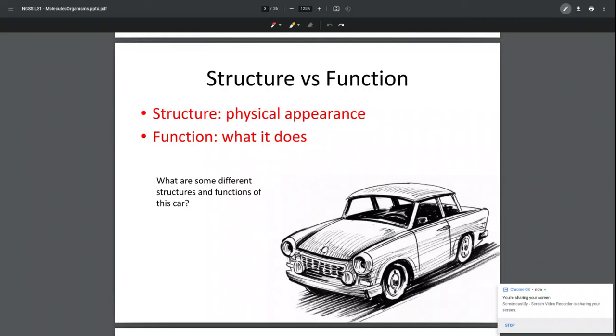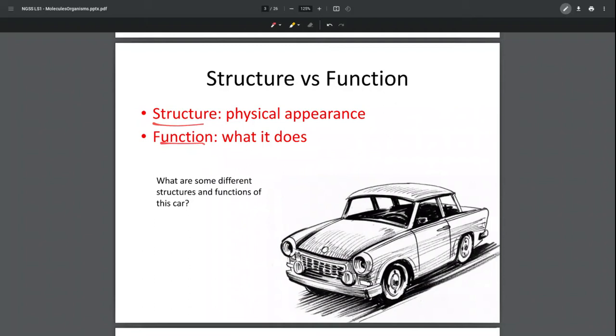Hello, everyone. Today we're going to talk about the structure and function of cells. So, here we have two definitions. Let's get these down. Whenever you guys see things up here, I want you to write them down. We have structure, which is the physical appearance, and the function, which is what it does. Those are pretty basic words, but we have to see how they work together in living things.